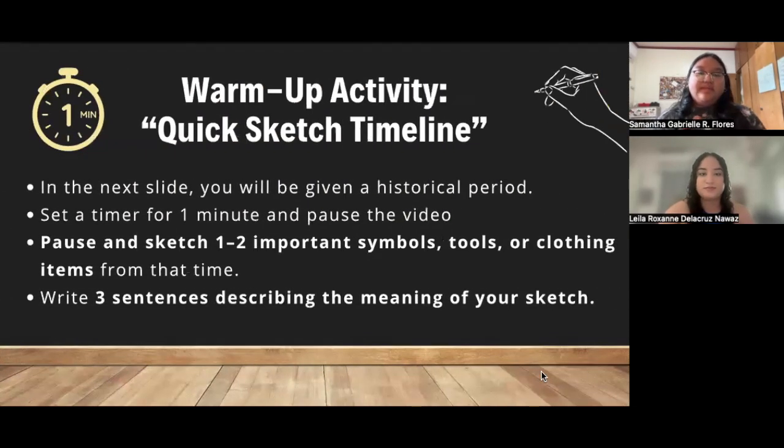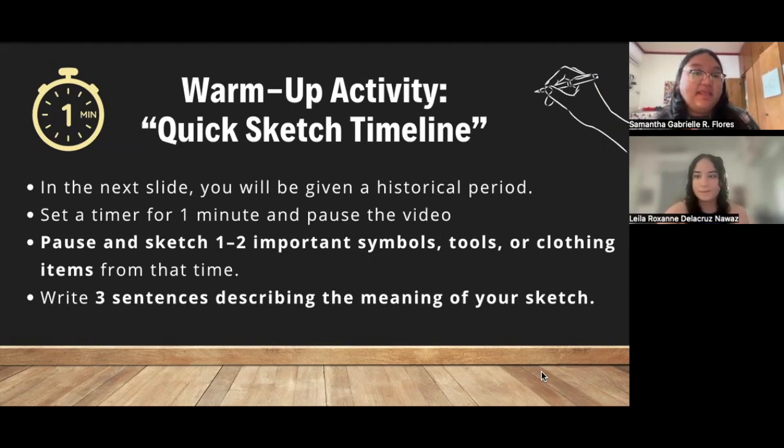So here's our warm-up activity. It's called the Quick Sketch Timeline. In the next slide, you'll be given a historical period. Since we're all online, I want you guys to set a timer for yourselves for 1 minute and pause the video. In that 1 minute, sketch 1 to 2 important symbols, tools, or clothing items from that time, or anything that reminds you of that historical period. After you're done sketching, write 3 sentences describing the meaning of your sketches.